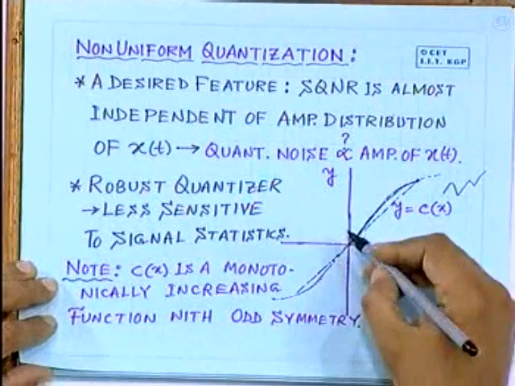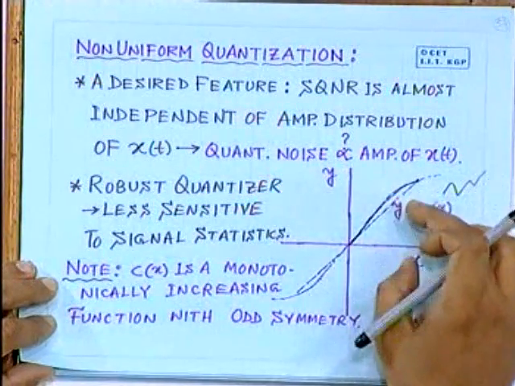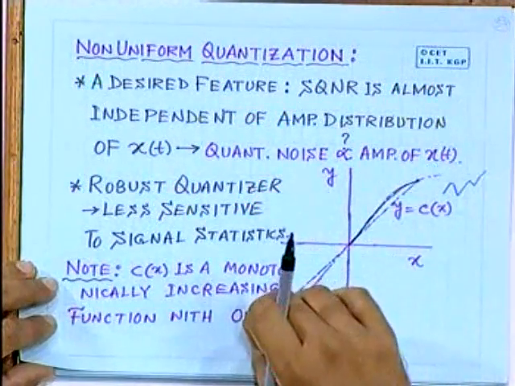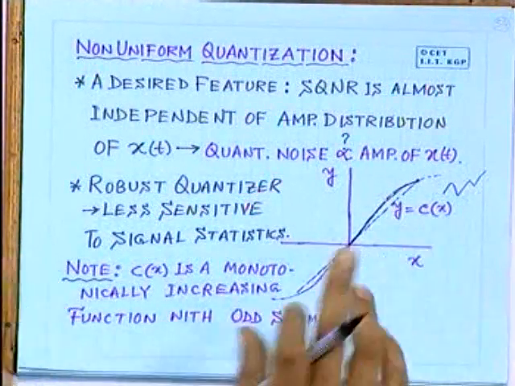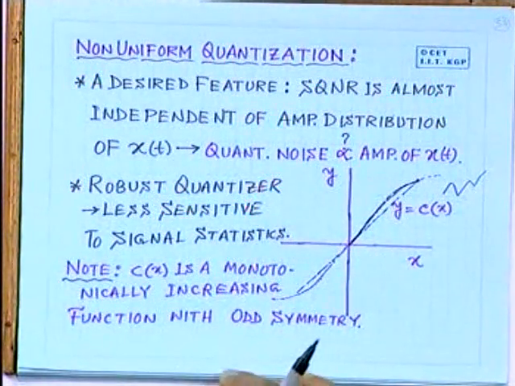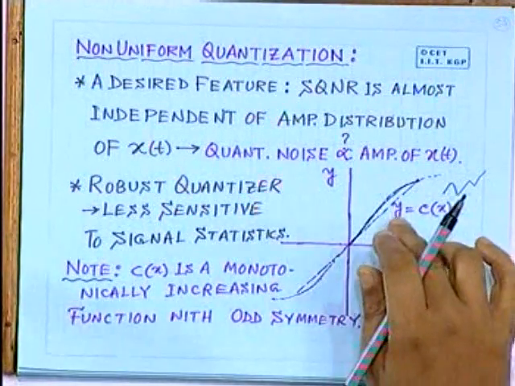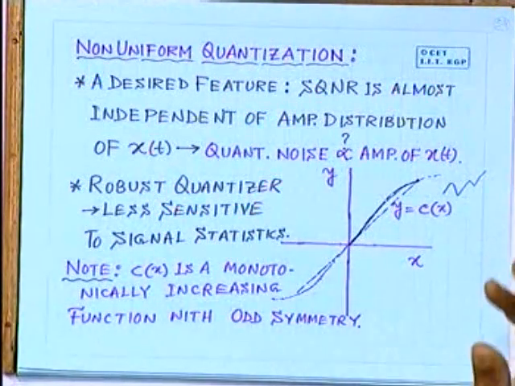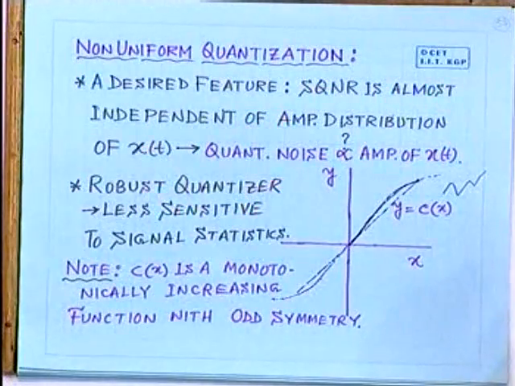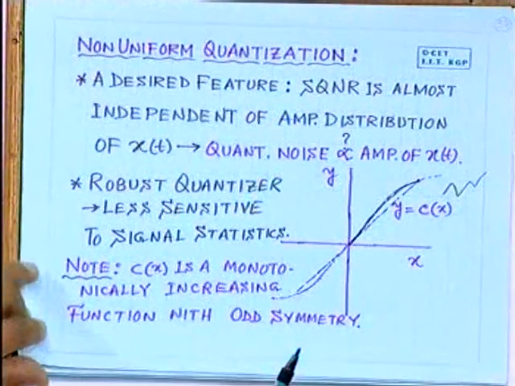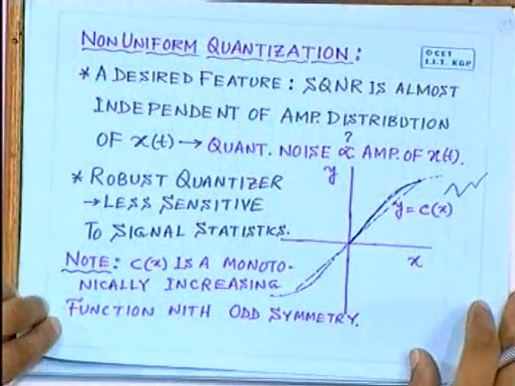Then there must be an odd symmetry in the first quadrant and in the third quadrant. So this c x function I am trying to model more mathematically now. A desired characteristic of this c x function, where c x is unknown to us and we are trying to understand a desired form for it, is that c x is a monotonically increasing function with odd symmetry. So c of minus x is equal to minus of c x. Let this be equation number 1 for this discussion on non-uniform quantizer.